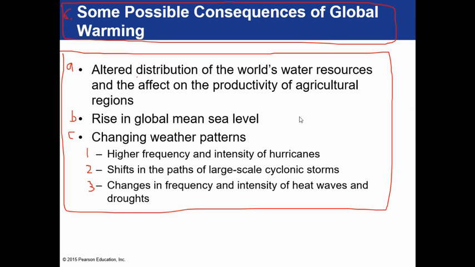What can happen because of global warming? Well, some of these are obvious and some maybe not. We've seen changes in where water is in the world. Some places are getting more rain, more precipitation, because warmer temperatures cause more evaporation, more clouds, and more rain. But it also causes more evaporation, so some places are drier. We have seen and will continue to see a rise in sea levels. And we've seen changing weather patterns.